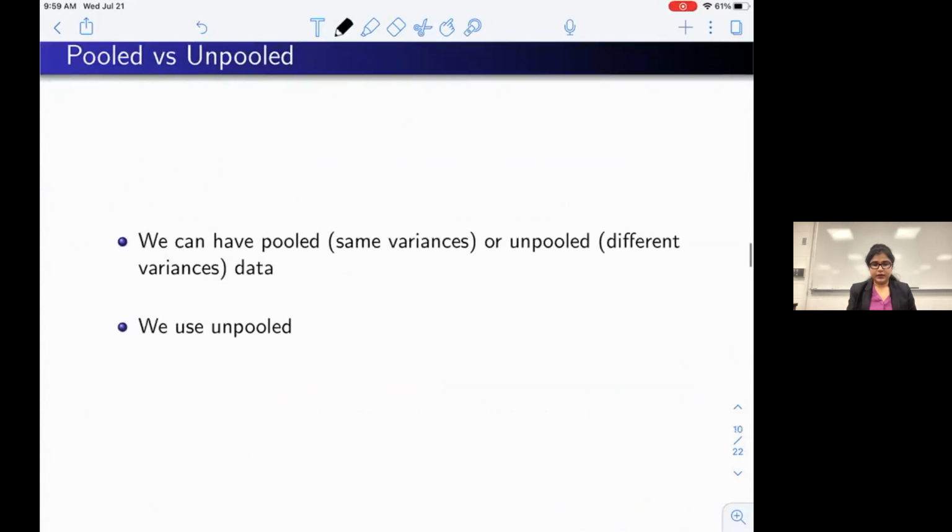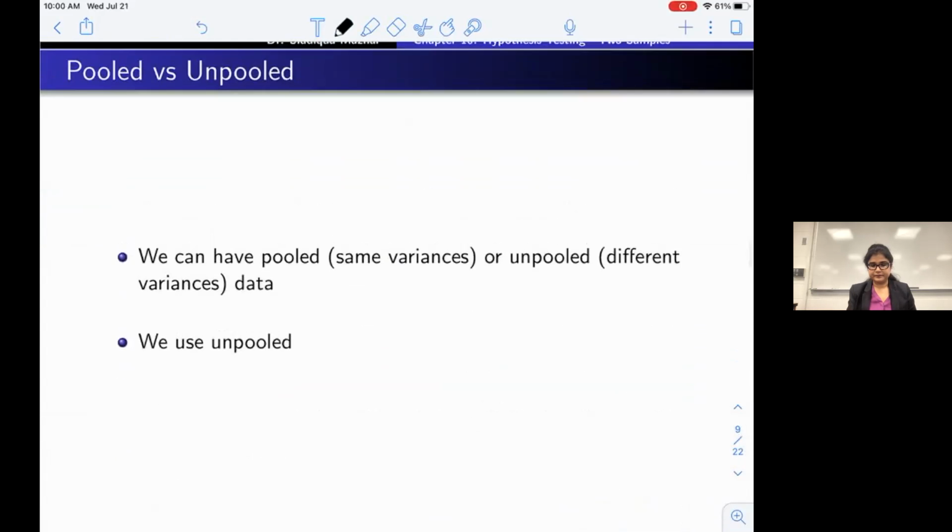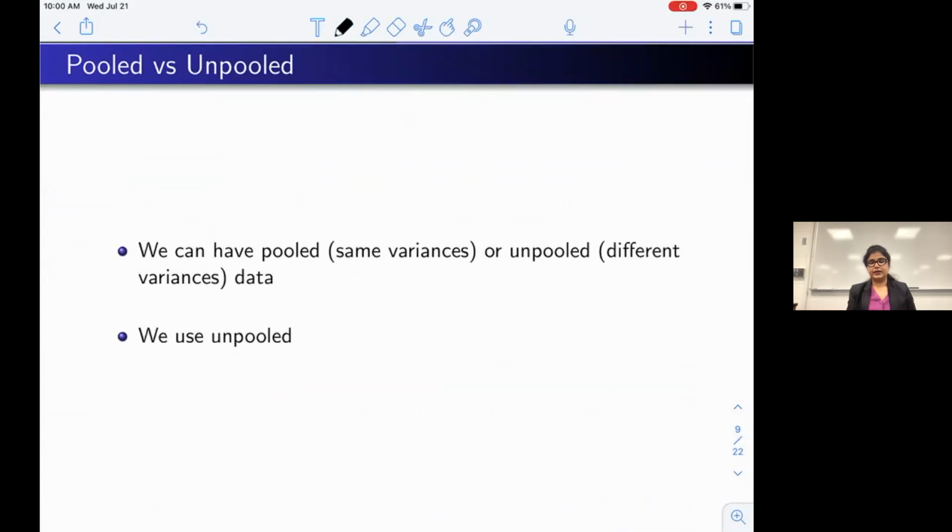So one thing we will be using in your calculator, we can have two kinds of things when you are comparing two groups. One is when you know the variances, because if you have one group, then the data is spread around the mean, and another group has another data which is spread around the mean. If their variances are the same, then it is pooled data. If their variances are different, then that is unpooled data.